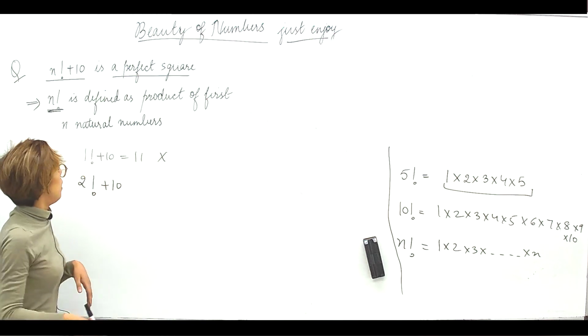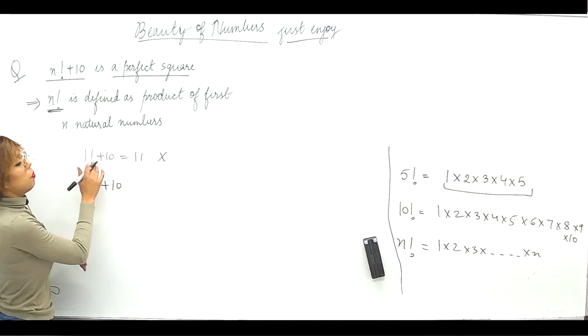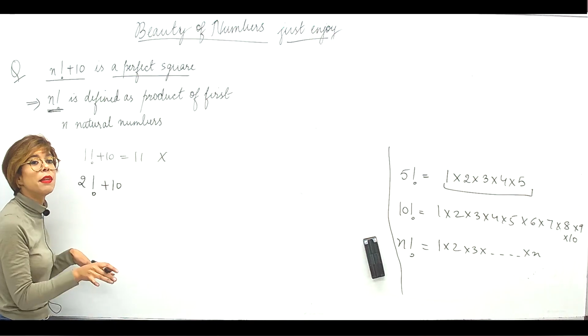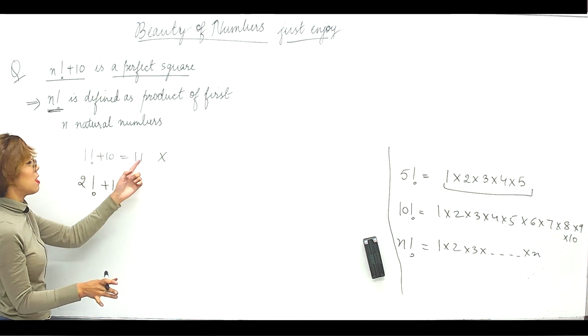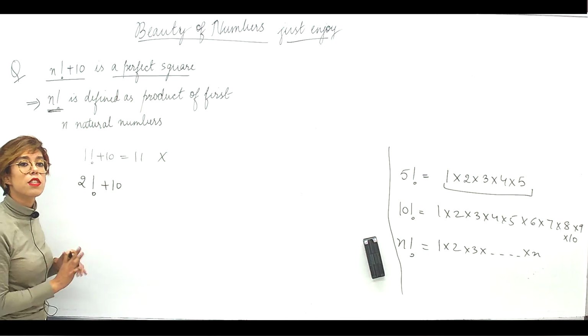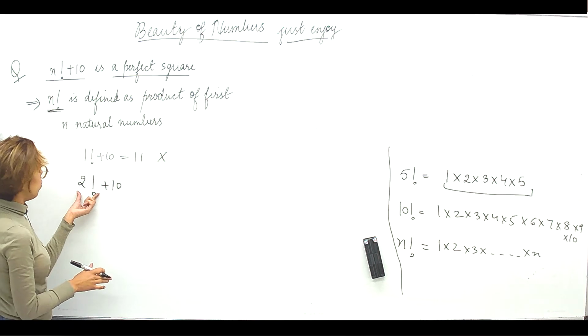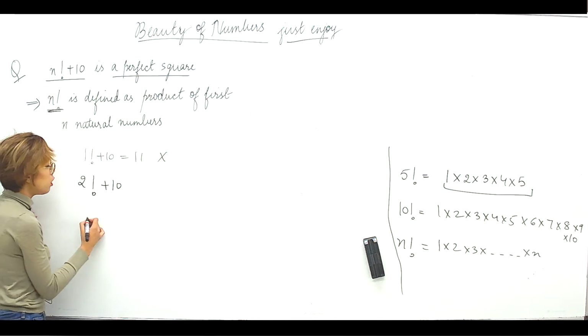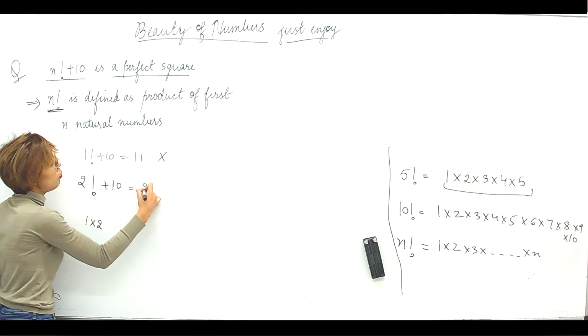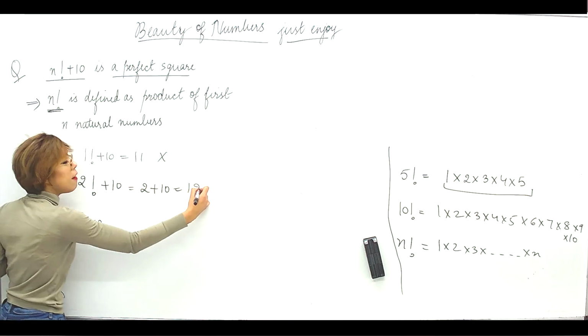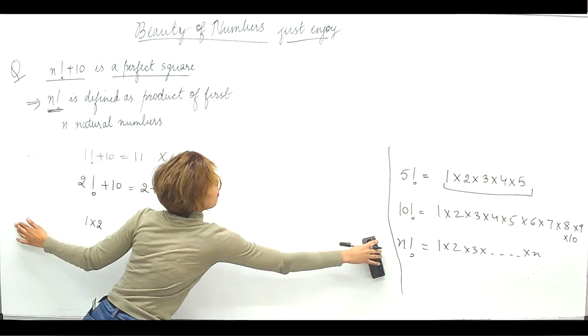Let's come back to it. Now 1 factorial, it's what? 1 into 1, so 1 factorial is 1. So 1 plus 10, which is 11, is definitely not a perfect square. Then 2 factorial is the product of the first 2 natural numbers, so 1 into 2, that is 2. So 2 plus 10, which is 12, is definitely not a perfect square.